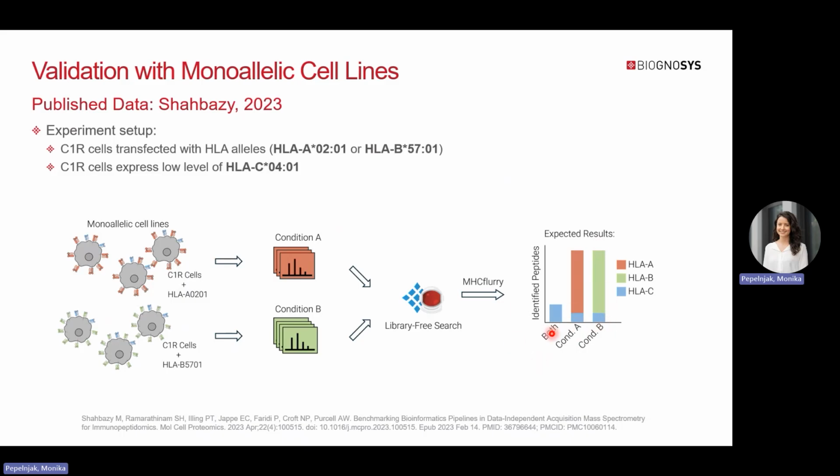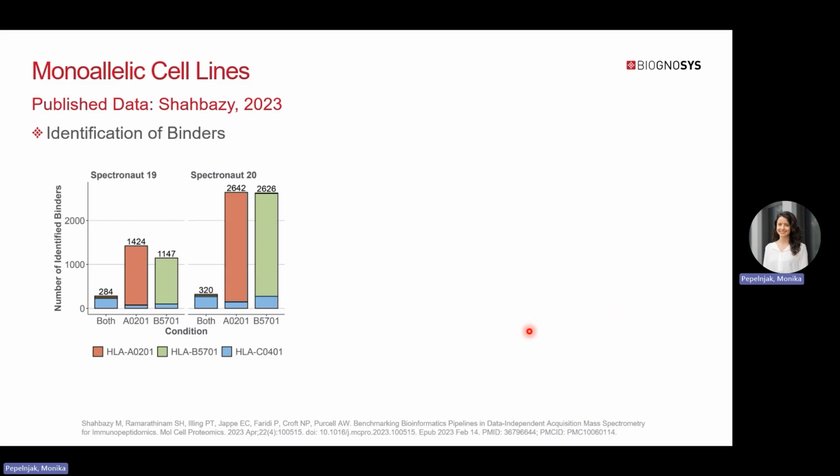And for the overlapping peptides, they should only come from allele C. We looked at the results for Spectronaut 19 and 20, and we were very happy to see that while in Spectronaut 20 we almost double in identifications, we still get the expected picture. So we have a very small number of overlapping peptides, and those mostly come from the allele C.